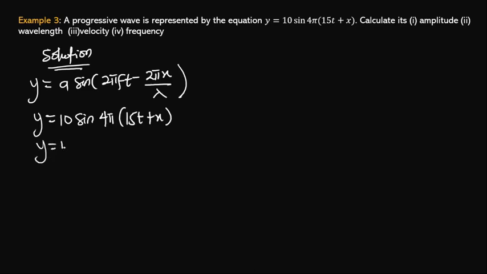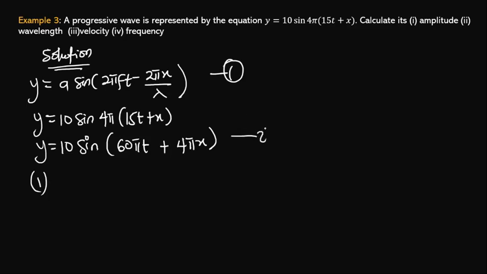So if we do the expansion, we get 10 sine, then we multiply 4 pi by this. 4 multiplied by 15 gives us 60 pi t, plus 4 multiplied by x, we have 4 pi x. So this now becomes our equation, if we expand what we have over here. Straight away, let's look at what the amplitude is. If we compare equation 1 and equation 2, the amplitude is the A over here, so A is equal to 10 meters.